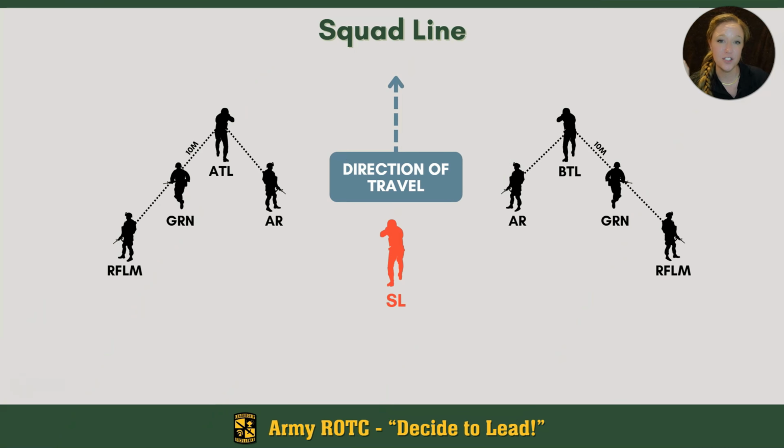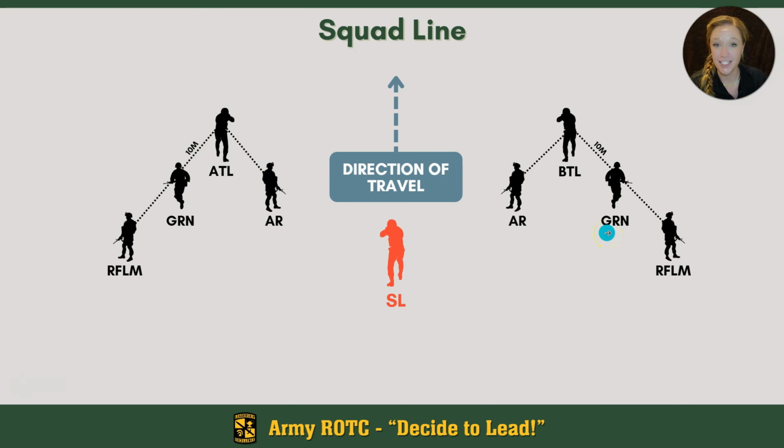Now let's move into a squad line. Now, some people do get confused between the squad line and the squad file, but if you remember, there's no such thing as a fire team line. It's just a fire team file where everybody is in one file formation. So a squad line is actually, rather than having your fire teams in front and behind each other, they're going to be adjacent to each other with that squad leader right directly in the center.